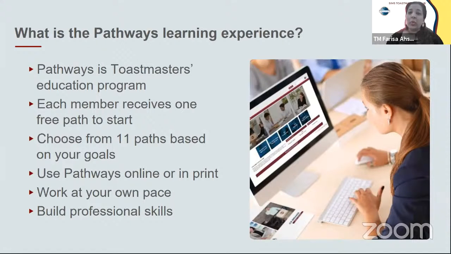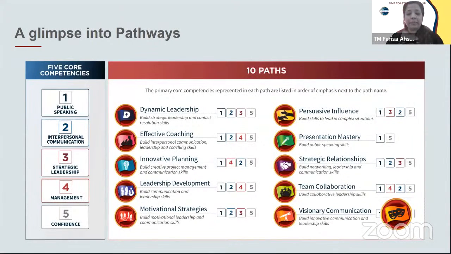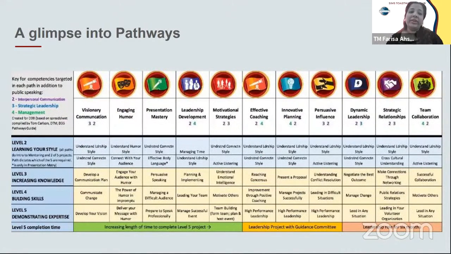Now, don't get overwhelmed by this, because this is just a glimpse of how Pathways looks. I'm showing you this just for you to get an idea of how structured and organized it is, and how easy and clear it gets for the members to choose their path and their projects. Here you can see that each path has different levels, like we have 5 levels, and each level will have different projects you can choose from.